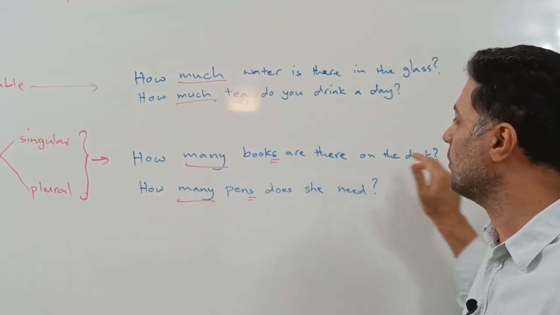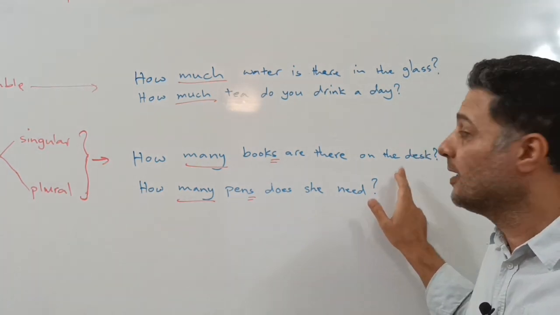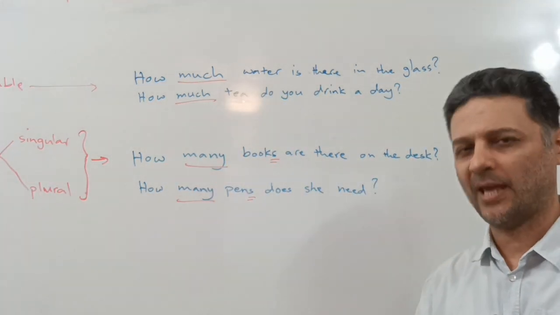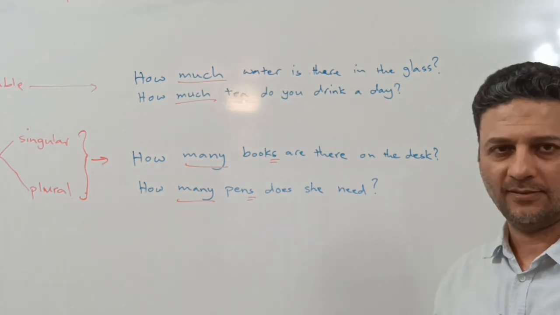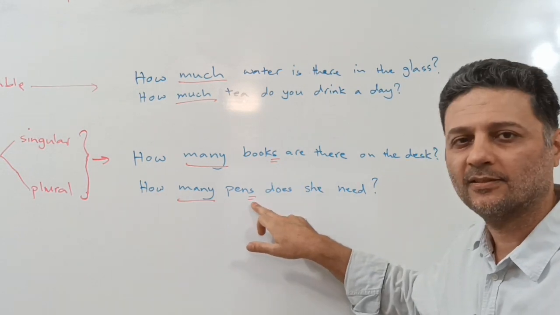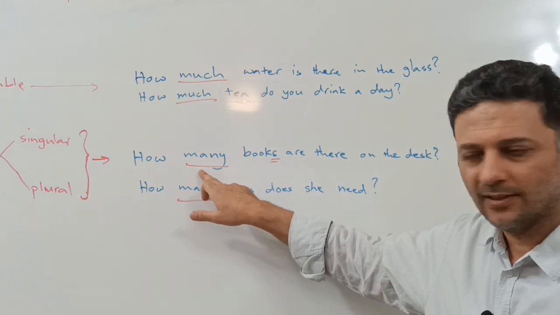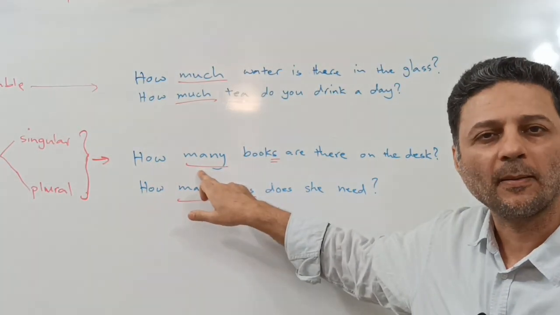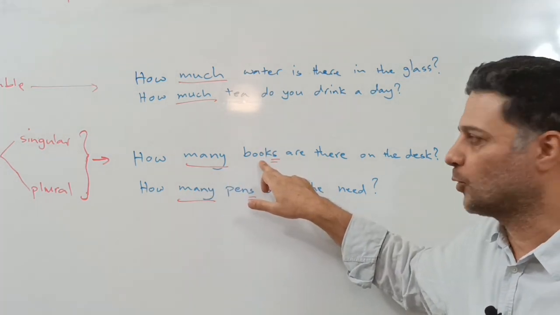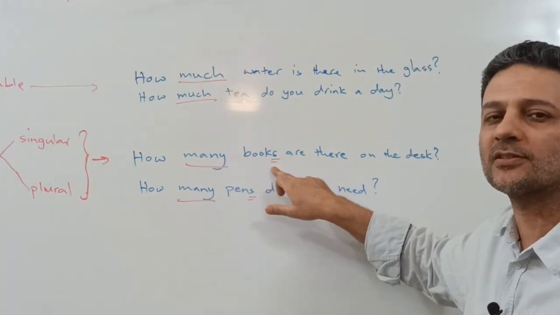So how many books are there on the desk? Or how many pens does she need to write, for example, a book? Okay? And note books, not book, pens, not pen, because of many. So when you hear or see or read many, obviously the noun after it is plural. It comes in the plural form, not singular form. Always how many books? How many pens?